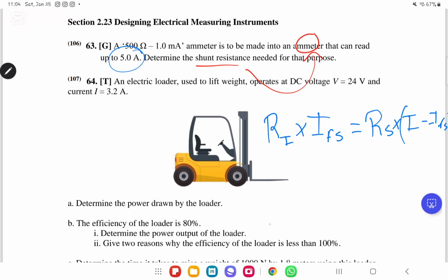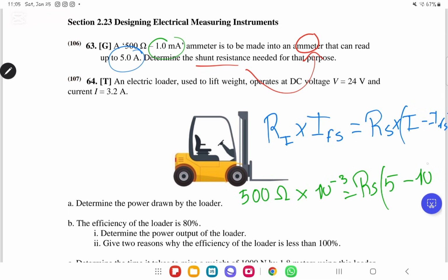If we apply this, we have that the resistance of the ammeter is 500 ohms multiplied by the initial current, which is 10 to the power of minus 3. If you don't know how I got it, it's 1 milliampere, so 1 times 10 to the minus 3, is equal to the shunt resistance that we need to find times the needed current, which is 5 minus 10 to the power of minus 3, because this is the original current.